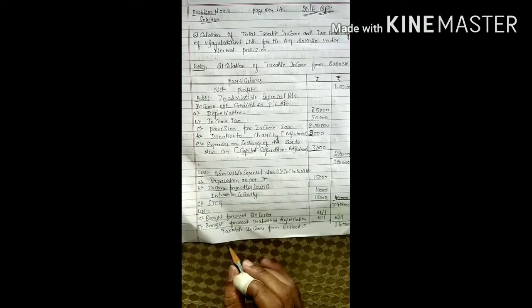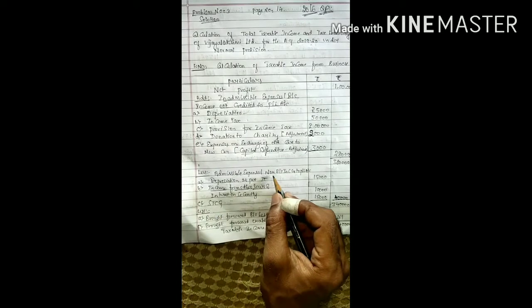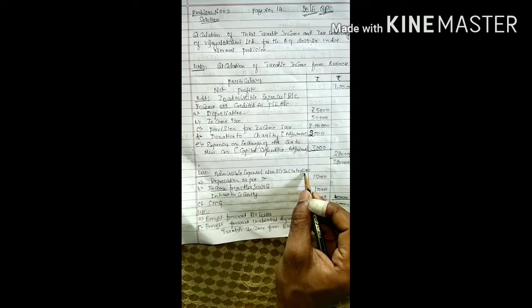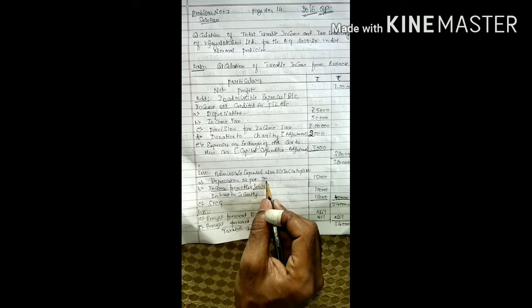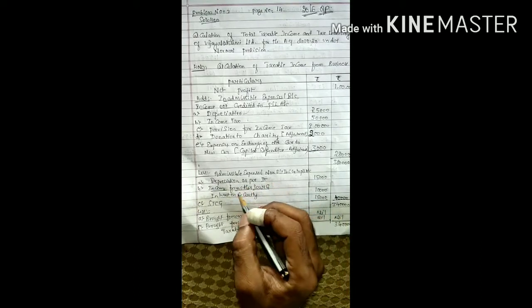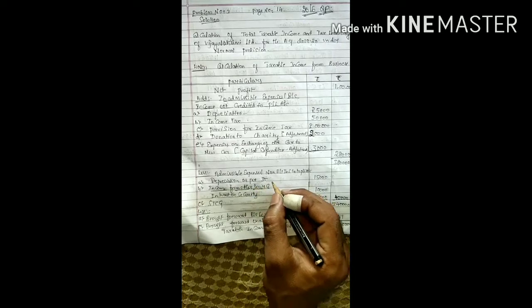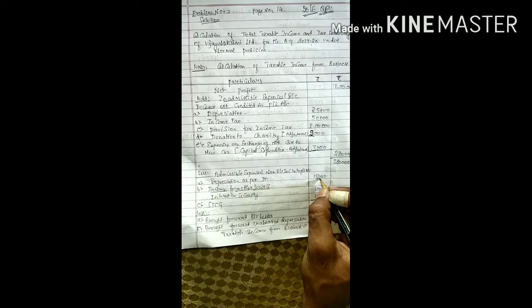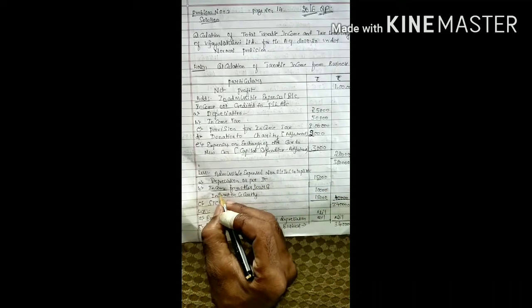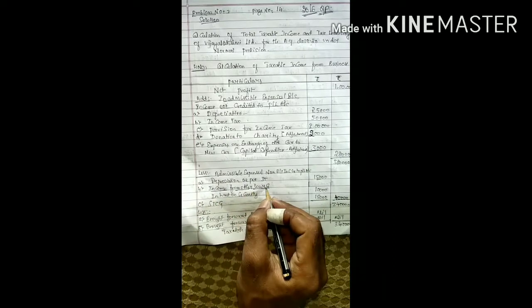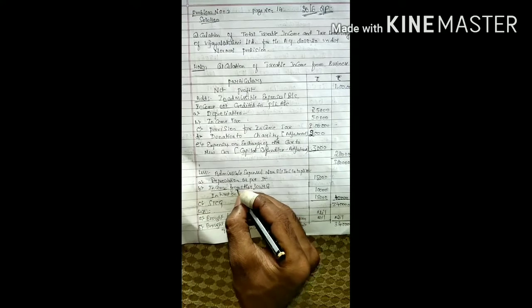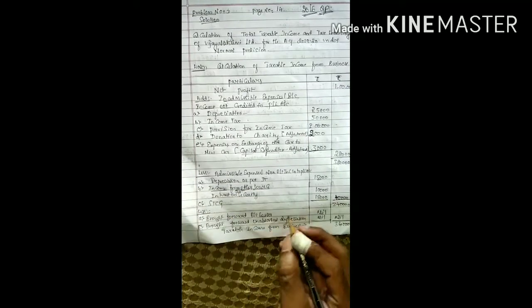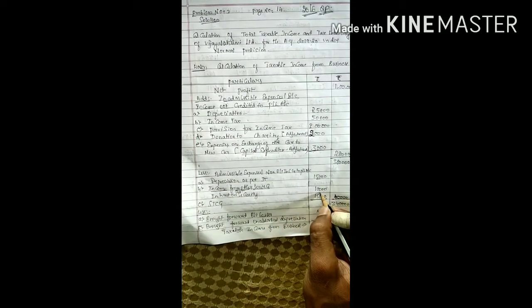3,80,000. From this, less admissible expenses and non-business income credited to the P&L account. The first one is depreciation as per the Income Tax Act. As per the problem, the depreciation as per the income tax is 15,000. Next, income from other sources. Under that, the first one is interest on government securities, which is rupees 10,000.